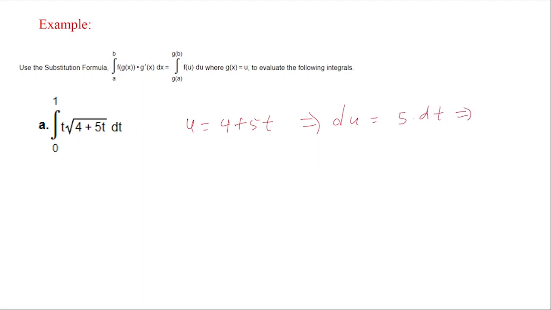Substitution means everything in terms of t will go in terms of u, and this dt will go to du. So I want to find the value of dt, which will be du over 5.